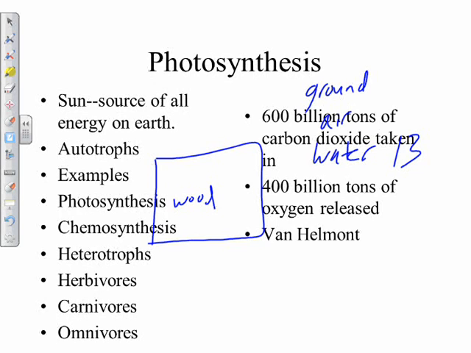How many vote for air? Don't vote twice. 1, 2, 3, 4. Got 7 votes for air. How many vote for the ground? Just Janae. Okay. Well, we have 7 people in here who are smarter than a Harvard graduate.